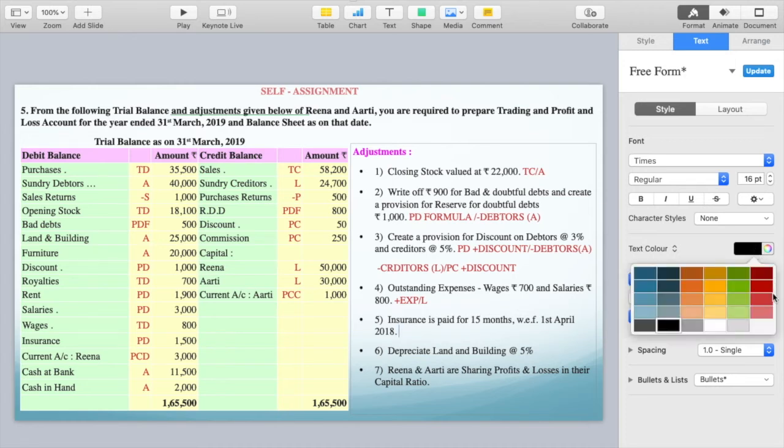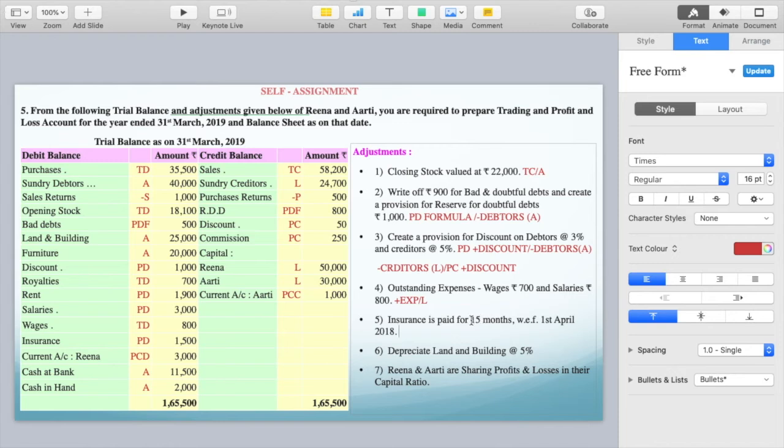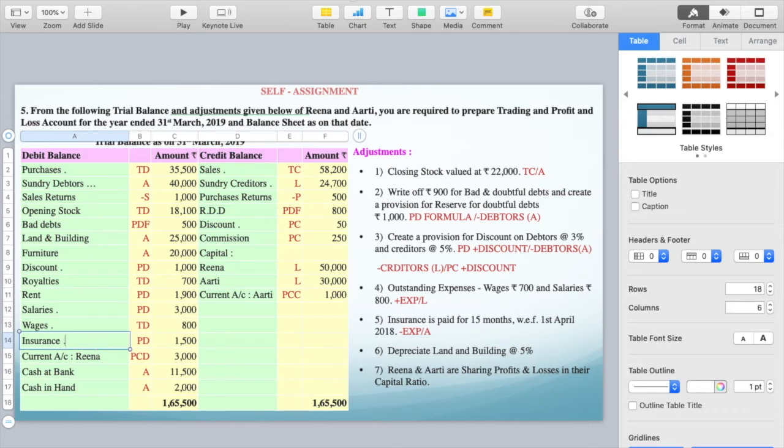So when your expenses are prepaid, prepaid always kya hoga? Less. So less from expenses and assets. So put one tick mark on insurance.